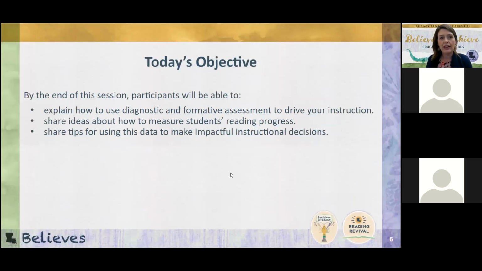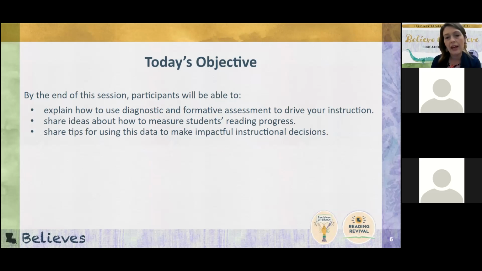Now, today's objective is you guys are going to be able to explain how you can use diagnostic and formative assessment to drive your instruction. We're going to talk about some ideas for how you can measure your students' reading progress. And then we're going to share some tips for how you can use data to make impactful instructional decisions.